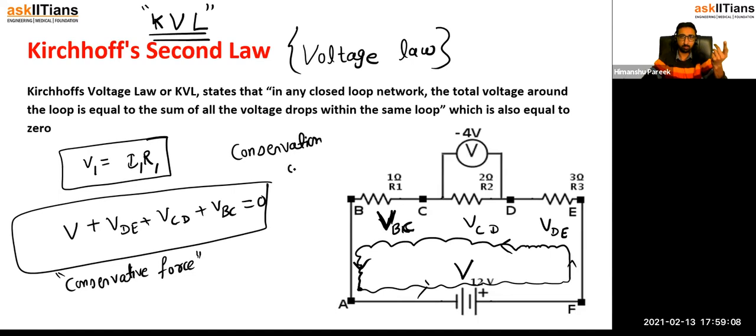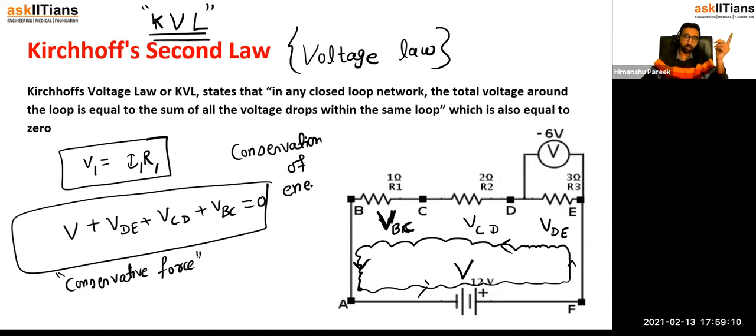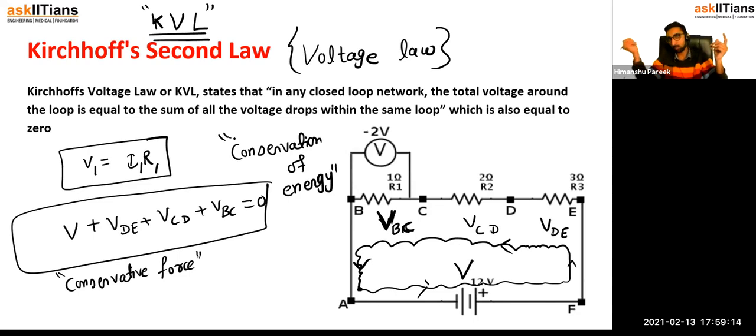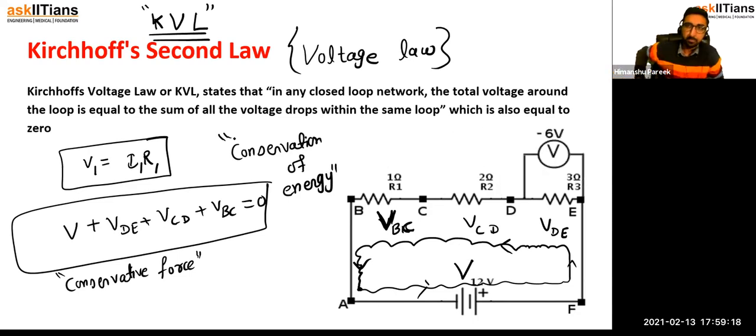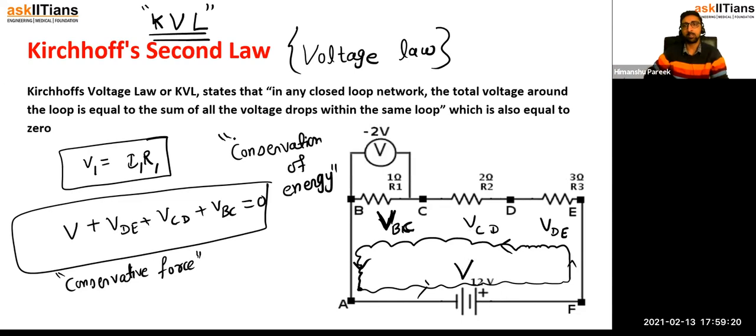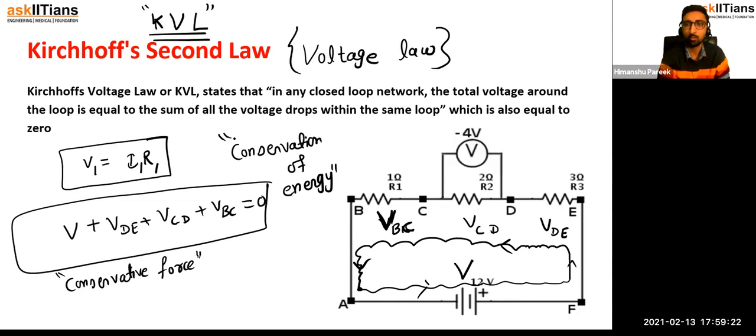Conservation of energy. So the first law was in accordance with the conservation of charges. Charge cannot accumulate anywhere. And the second law is in accordance with the conservation of energy. So that is the basic idea about Kirchhoff's second law or Kirchhoff's voltage law.